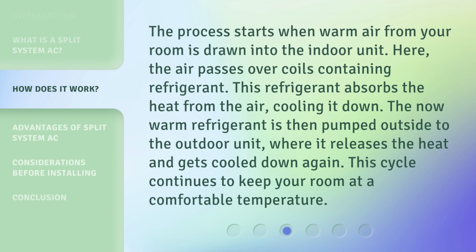The process starts when warm air from your room is drawn into the indoor unit. Here, the air passes over coils containing refrigerant. This refrigerant absorbs the heat from the air, cooling it down. The now warm refrigerant is then pumped outside to the outdoor unit, where it releases the heat and gets cooled down again. This cycle continues to keep your room at a comfortable temperature.